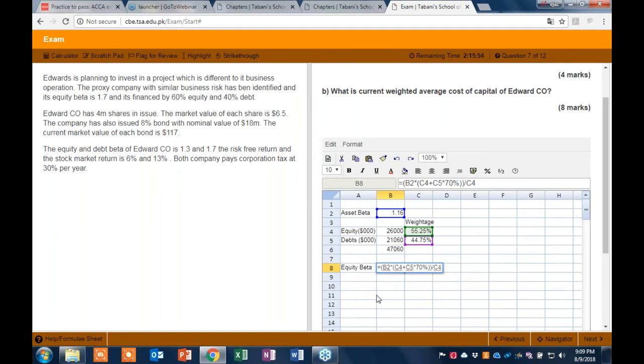So just look at the formula before we move forward. We have picked up the asset beta, which is in the B2 cell, 1.16. Since we are calculating equity beta from asset beta, we'll have to multiply it with the total of equity plus debt. Here we go. And divide it by the value of equity, which is 55.24. So the equity beta will be 1.82. Now we need to calculate cost of equity using the CAPM model, in which we'll have to pick up the risk-free rate of return.